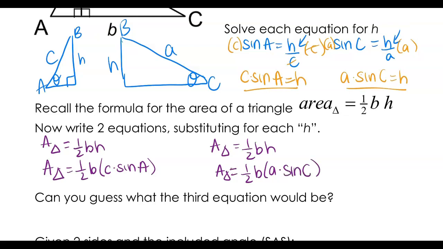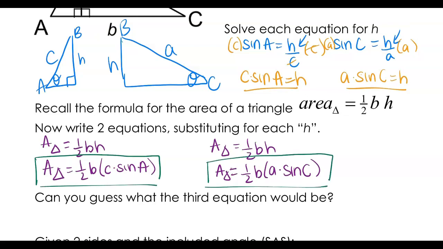The topic at the top of the page says that we're going to find the area of any triangle that we have. So these two equations are going to be used to actually find those areas. There's actually one more equation. So take a second and look at what we have here. Can you guess that third equation?